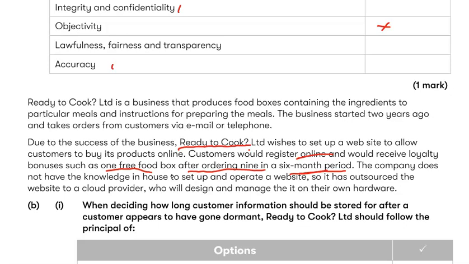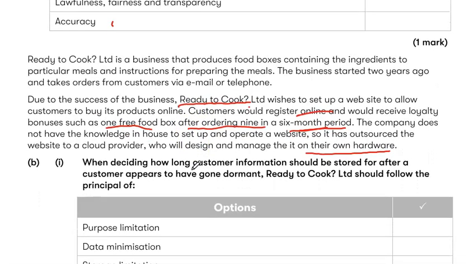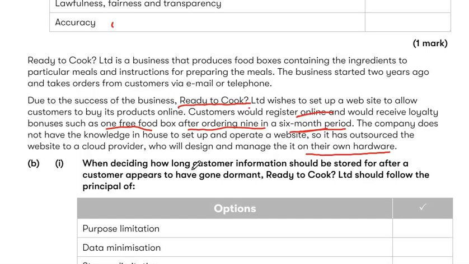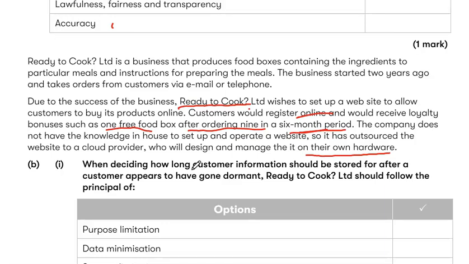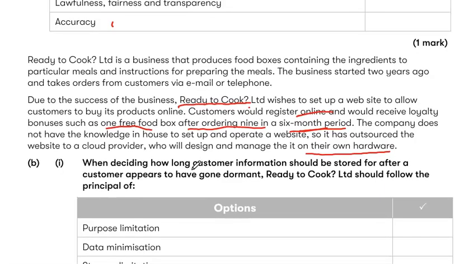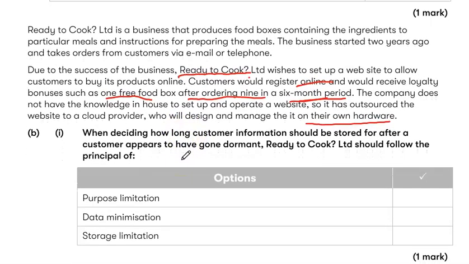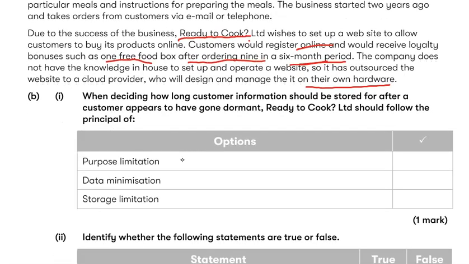Okay, the company does not have the knowledge in-house to set up and operate a website. So it outsources the website to a cloud provider who will design and manage it on their own hardware. Basically, in this case, Ready to Cook is a small business, but they recently grew, and for the time being they are taking orders over the telephone or email. But right now they want to set up their own website. Through the website, the customer will be able to place an order. For this purpose, they outsource to some external party, who will be paid. Okay, so let's say this is a cloud software.